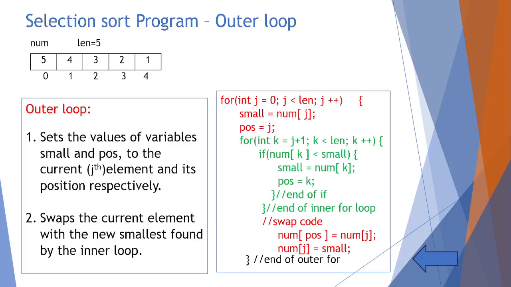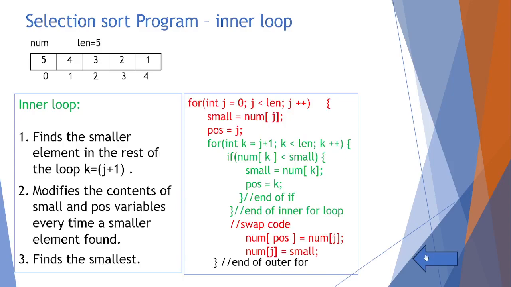And if you see below, after the inner for loop, the swap code is also in the outer for loop. So it swaps the current element, that is the jth element which is picked up, with the new smallest found by the inner loop. The smallest found by the inner loop is 1. So it swaps 5 and 1. So this is about the outer for loop.